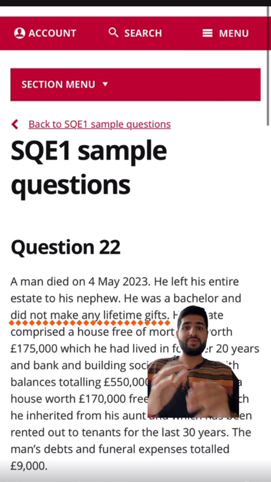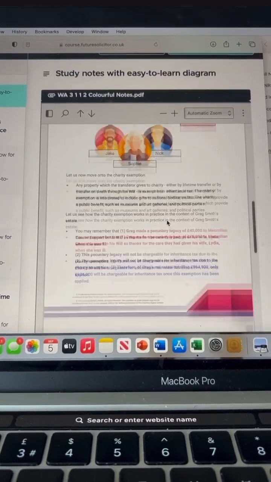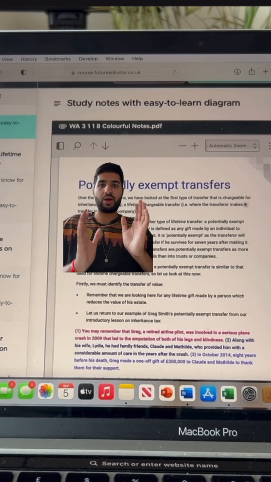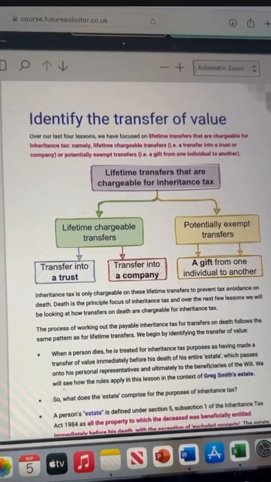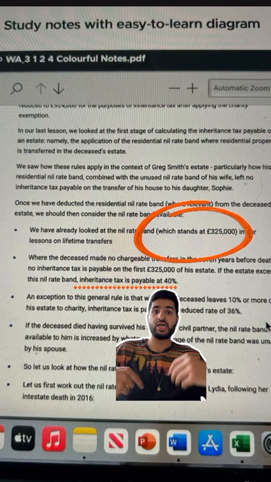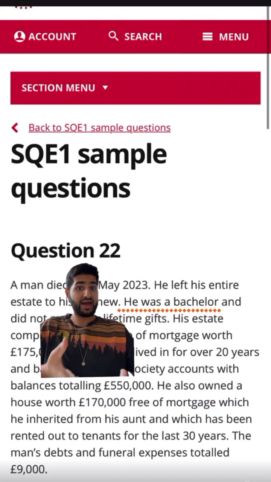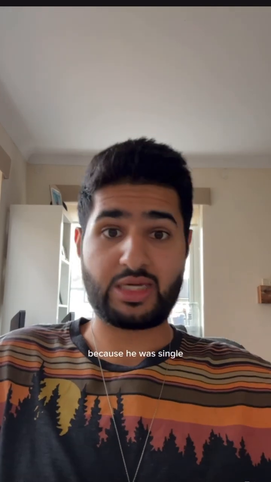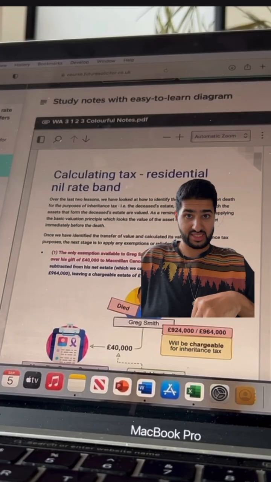So first off, they tell us he made no lifetime gifts. This is very important. As Future Solicitor's resources explain, the fact that there were no gifts means that there were no potentially exempt transfers or PETs. This is important because your nil rate band can be used to bring down the value of your estate before it is taxed, meaning you pay less inheritance tax. As we know, he is a bachelor. We also know he can't claim any partner's nil rate bands because he was single. He has the full 325,000 nil rate band and 175,000 residence nil rate band.